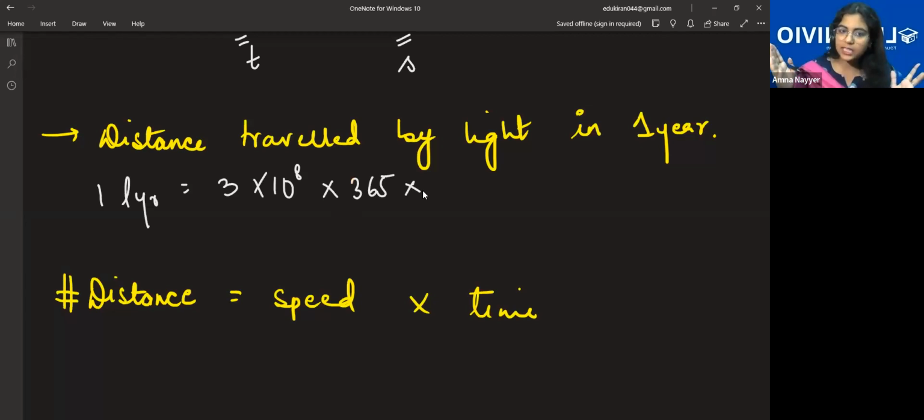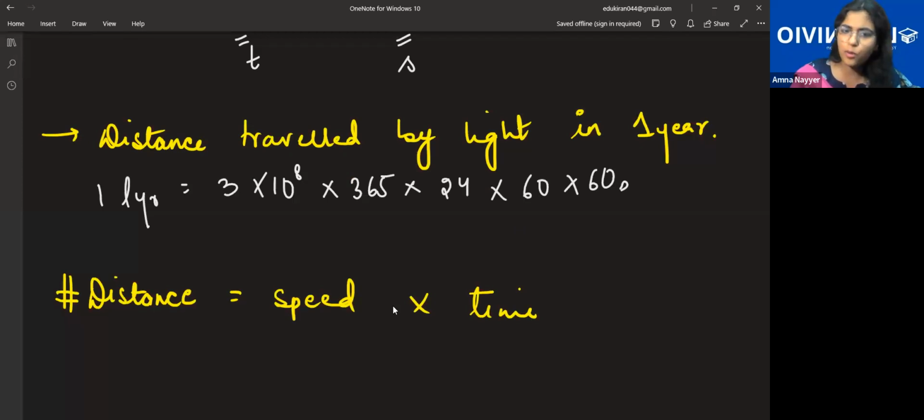Days we have taken, now we'll take hours. How many hours are there? 24 hours in 1 day. Then in 1 hour, how many minutes are there? 60 minutes are there. In 1 minute, how many seconds are there? Finally, there are 60 seconds. So this is the entire calculation, because distance is equal to speed into time. This is a formula that you have to remember later on. Right now, do not focus on the formula.